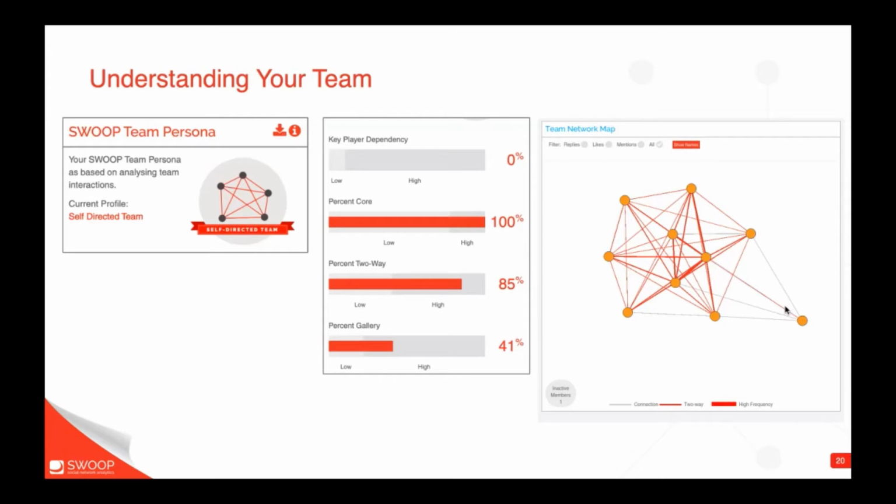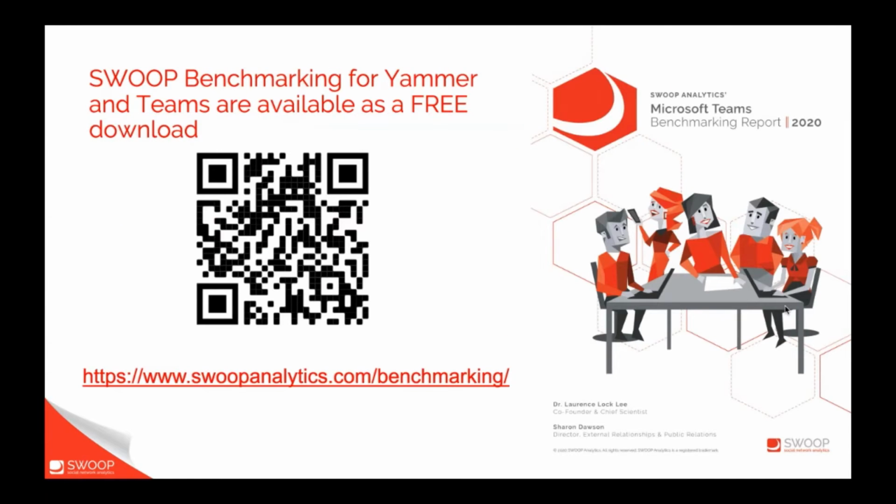So these are key indicators that will help you understand who your team is, and if you're not the team that you would like to be, what you can do to become the aspirational team.